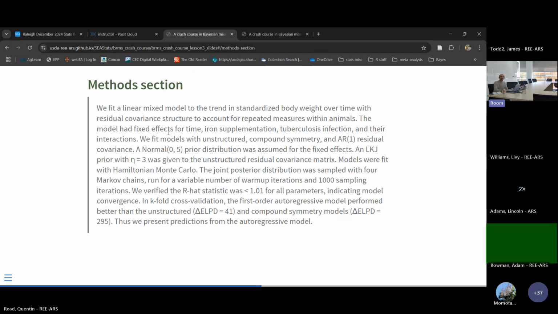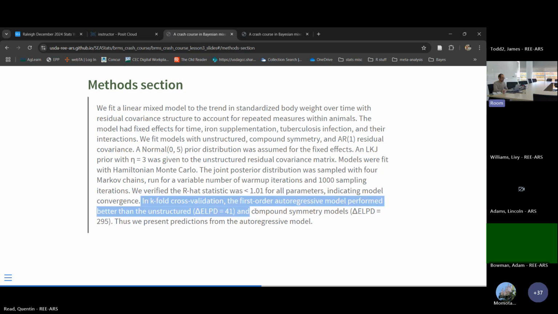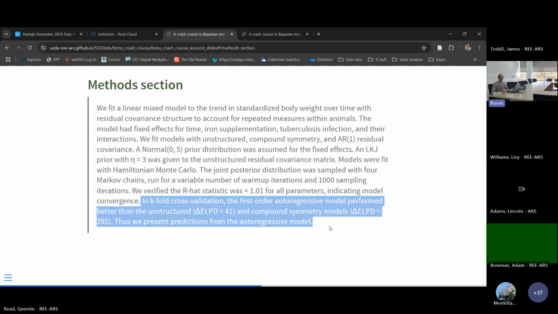You describe the model, talk about the priors, and talk about how you sampled the model. And then you would say, okay, we determined the ELPD value was best for the autoregressive model after doing the k-fold cross-validation. I guess I should have said 5-fold cross-validation because that's what we used. Then in the results, we're going to talk about the autoregressive model, and you can ignore the other ones because they were not a good fit to the data. So that's how I would usually do it.